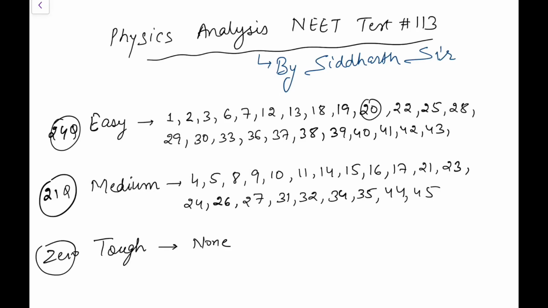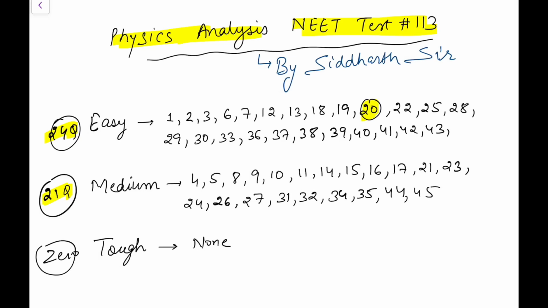Hello students, here I am with the analysis of NEET test 113, the physics part, and what I feel is perhaps one of the easiest papers I have solved till now. None of the questions I find tough. 24 are easy, 21 are medium. The answer to question number 20 is given wrong. It's a paper where I expect many will be scoring 180 out of 180.